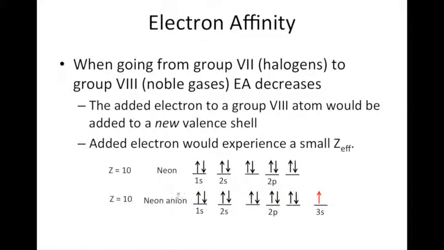Well, what about if we looked at the noble gases? We said there was a drop. Well, let's look at neon. When we add the electron to neon, the added electron experiences a very small effective nuclear charge. So let's look at the electron configuration for neon. Here we have it. Again, neon has a full valence shell. So if we add an electron to neon to form the neon anion, or Ne-, where would that electron go? Well, of course, it would start a new valence shell.